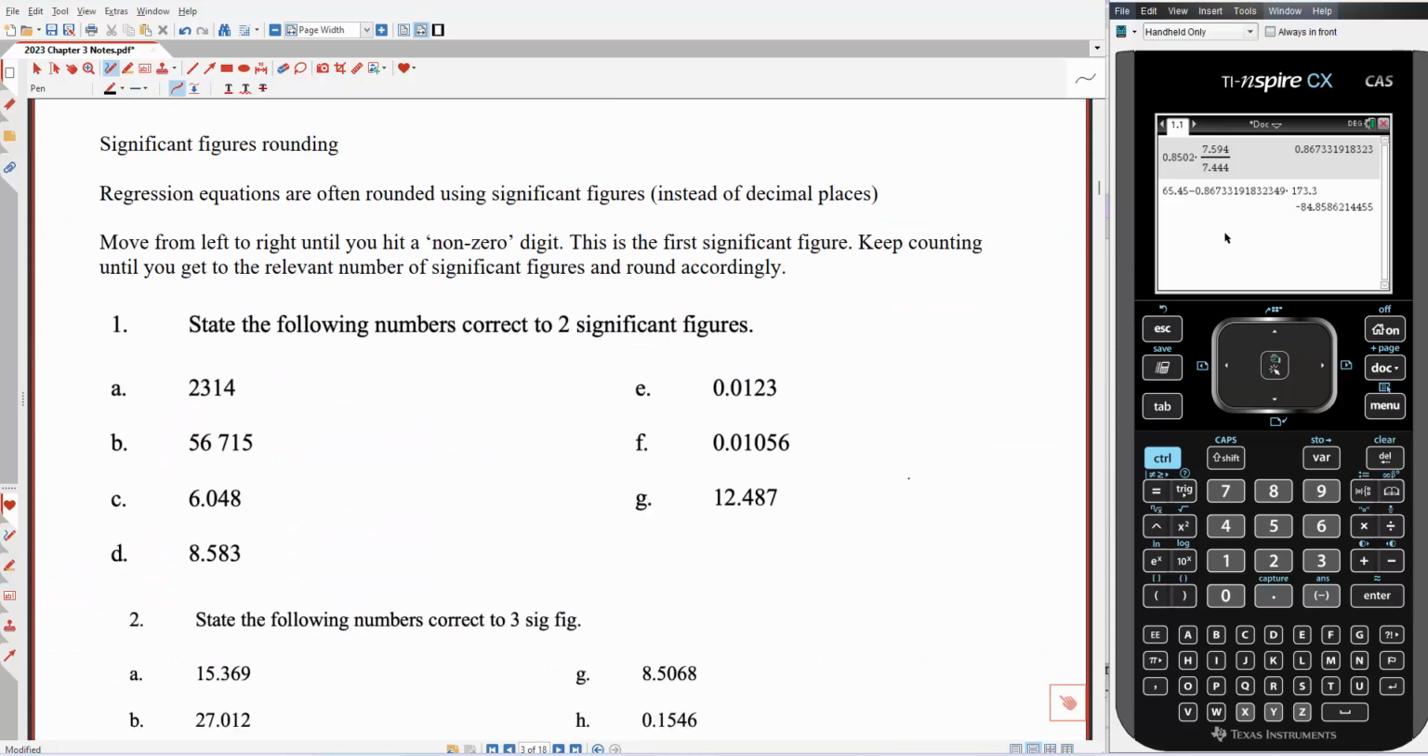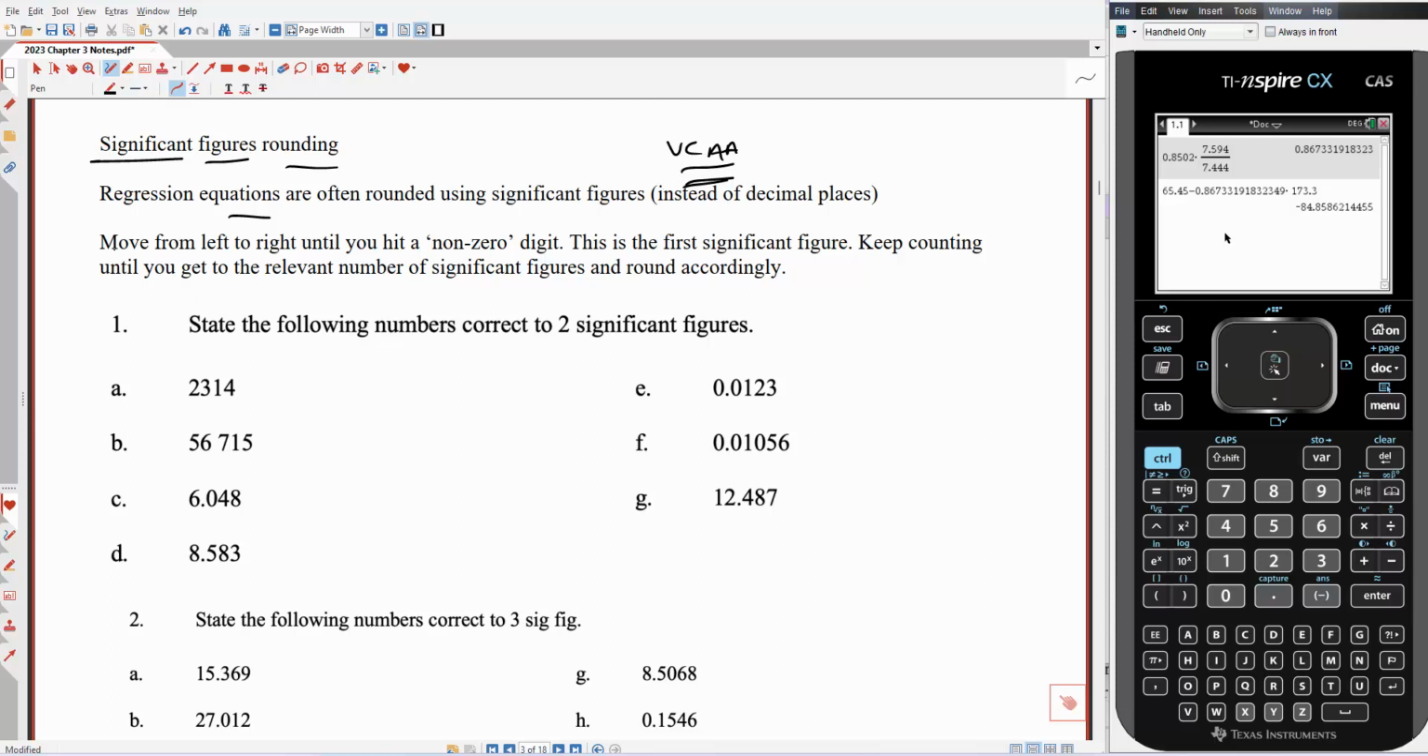Okay, sometimes you need to round to a certain number of significant figures, and I've covered this in 10 General, so I know it's taught here to some extent, but students still struggle with that. So regression equations are often rounded using significant figures. It's part of the VCAA study design, so we've got to teach significant figures to you, and one of the ways I see it implemented is on regression equations.